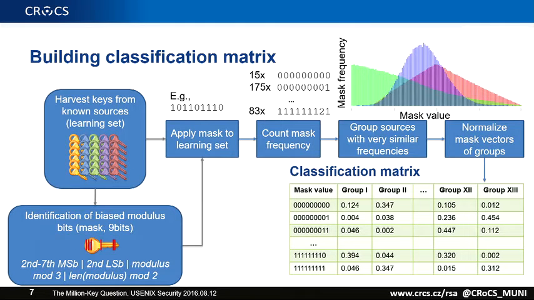What is the result of this? After going through the whole learning set, we will get a classification matrix, which contains for every possible mask value, and we are working with 9 bits, and therefore 2^9 possibilities, the probability that a particular library or group of libraries within the same group generated this mask value. Okay, and this is pre-computed from our large data set, and now we have this classification matrix.